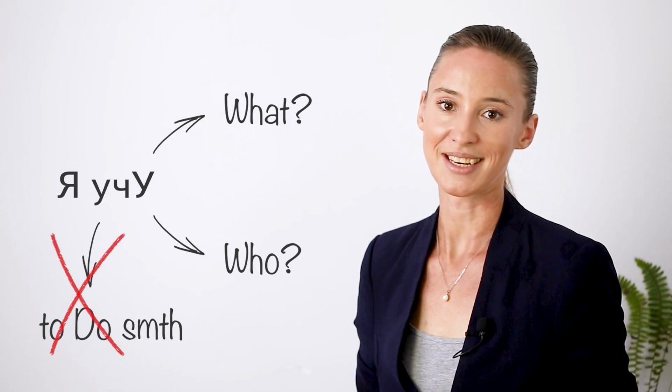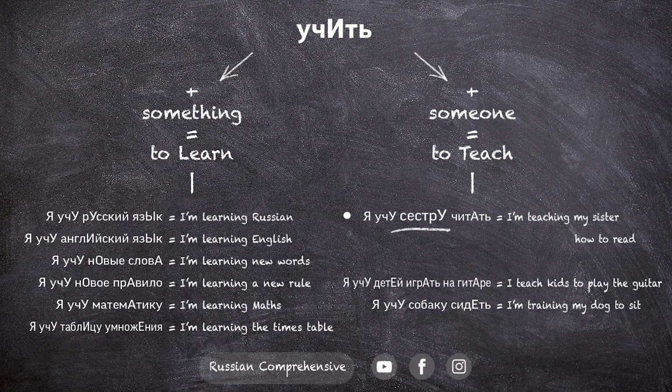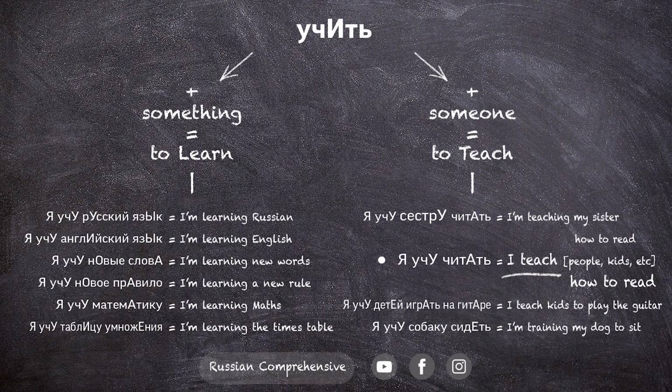Look at these phrases once again. You can say я учу сестру читать. I'm teaching my sister how to read. And even if you say я учу читать, it will still mean that you teach someone, people in general, how to read. Учить always means either learning something or teaching someone, never learning how to do something. A subject or an object should follow the verb учить, or they will be implied.